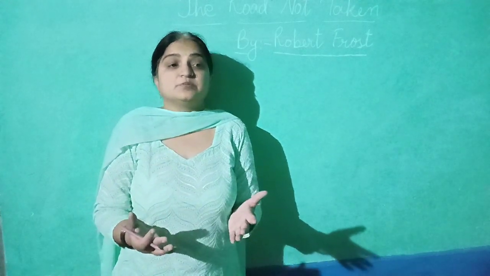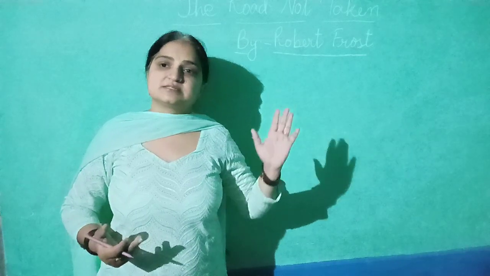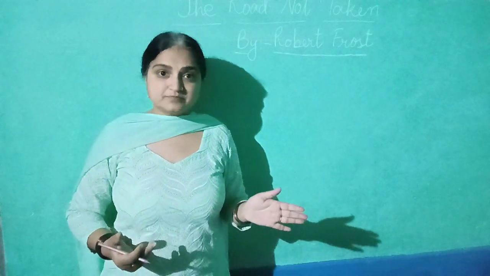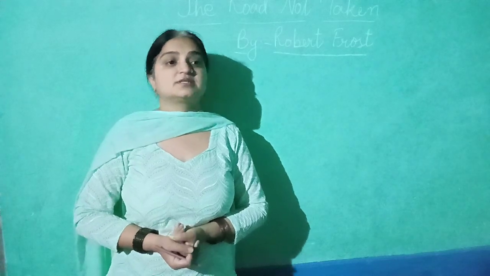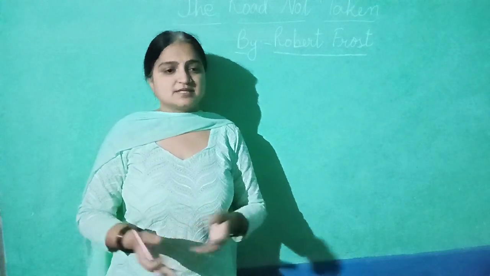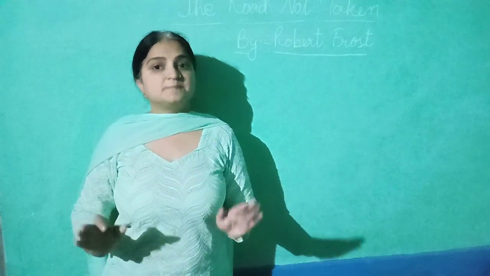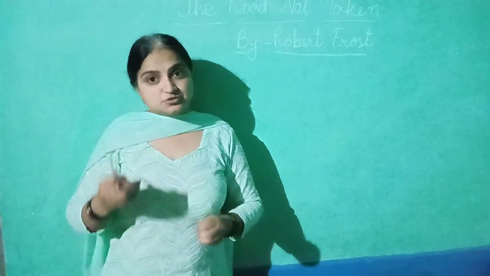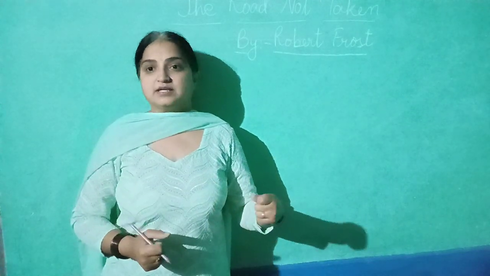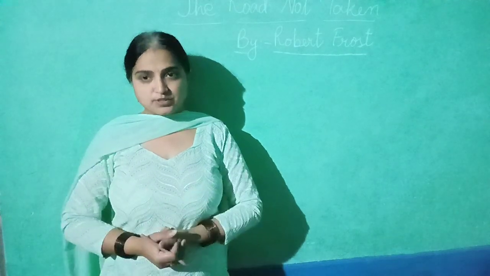Then he will be telling it with a sigh that yes, ages and ages hence, two roads diverged in a yellow wood, and I took the one less traveled by. So that has made all the difference. Means this result is being given due to the choice made by the poet. So I think you all have understood the poem.